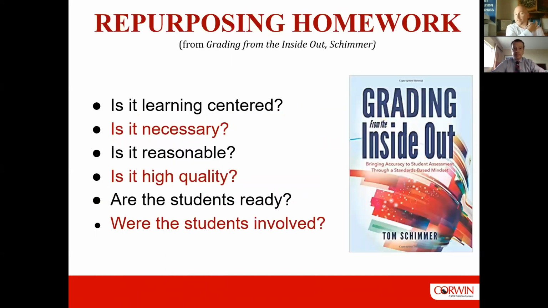Which actually takes us into some really good points that Tom Schimmer talks about in his book, Grading from the Inside Out, which is, all right, well, if we're not going to grade it, let's repurpose it.